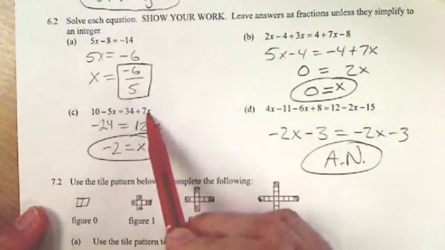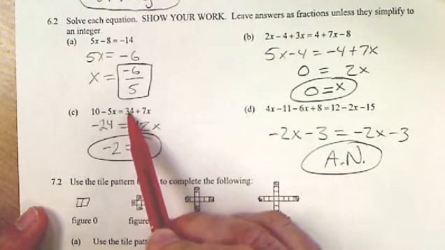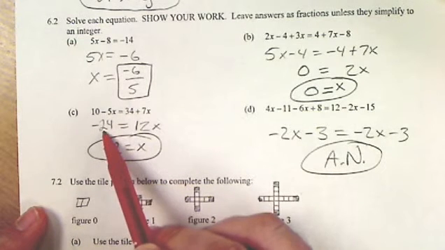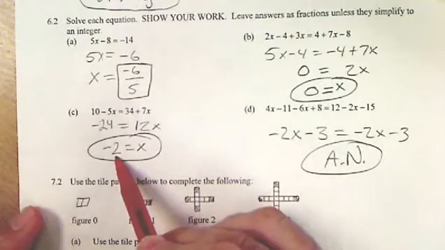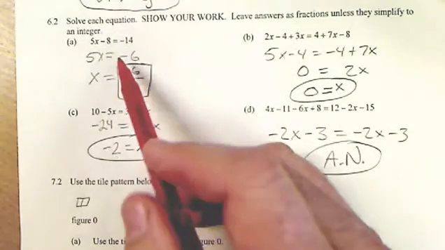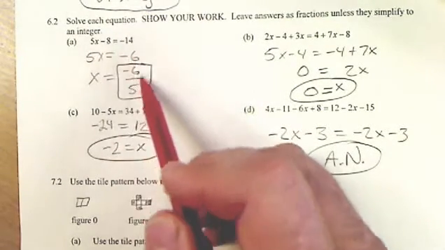I added 5x to both sides. That's how I got 12x. Subtract 34 from both sides. That's how I get the -24. Divide, I get -2. Add the 8 to both sides. Divide, I get -6 over 5.